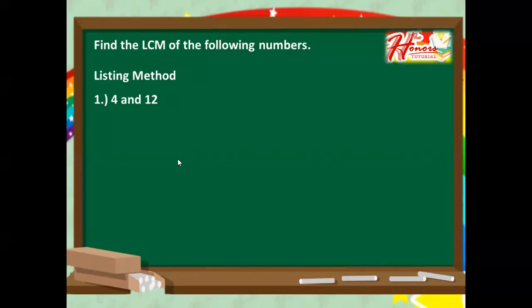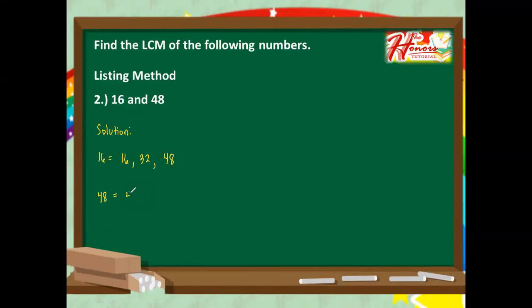Next, we have here 16 and 48. Let's write our solution here. And then write the given vertically. So we have here 16 and 48. Let's do skip counting. So we have here 16, 32, 48. Then you can move to 48 now.